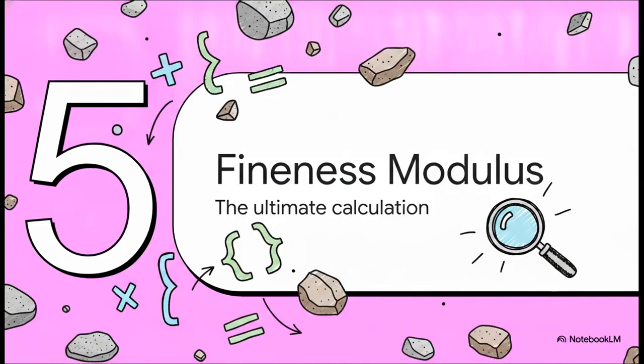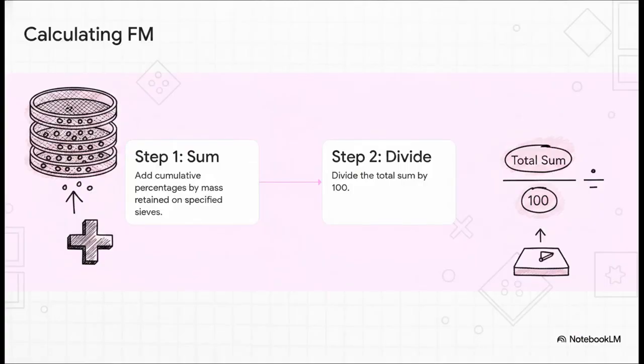And finally, Section 5, the fineness modulus. So here's our final mathematical puzzle. How do we find a single ultimate score for a complex batch of aggregate? We use the fineness modulus. Think of this less as boring math and more as a high-stakes recipe used to definitively quantify a batch's coarseness. Step 1, you sum up the cumulative percentages by mass retained on a specified series of sieves. And Step 2, divide that total sum by 100.